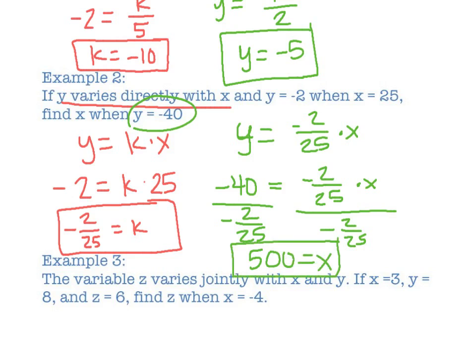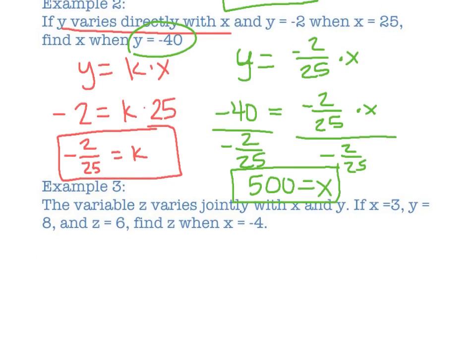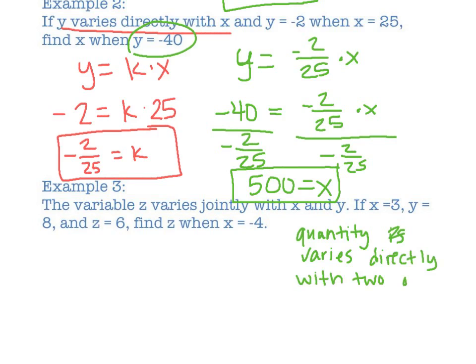Now this last example talks about varying jointly. So the first thing we need to cover is, what does that mean? Varying jointly, or joint variation, means that a quantity varies directly with two or more products. So for example, we might say z equals that constant k times x times y. In this example, the variable z varies jointly with x and y, so it's going to be that equation there.